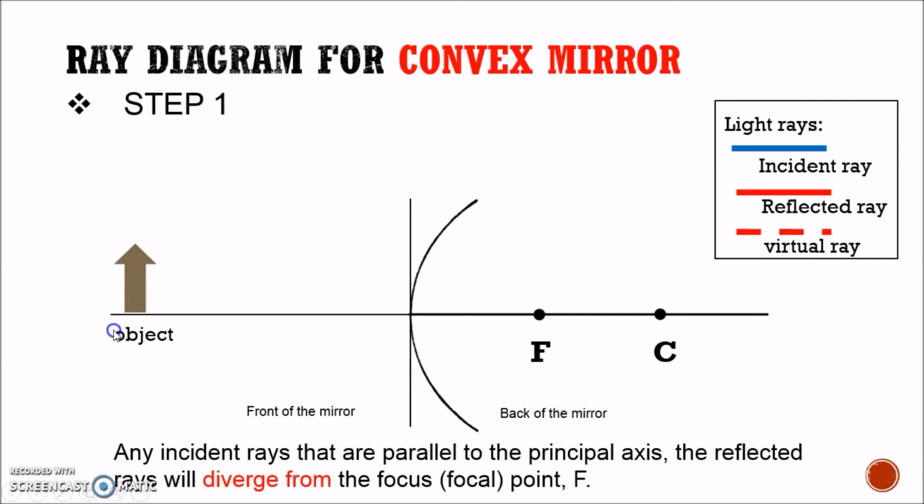Step 1. Incident ray will parallel to the principal axis until it touches the aperture line, and then the reflected ray will diverge from the focus point F. Since this is the diverging mirror ataupun cermin mencapah, that means the reflected ray akan mencapah keluar daripada titik F. This dotted line is virtual ray because it's formed behind the mirror, and this is the reflected ray.